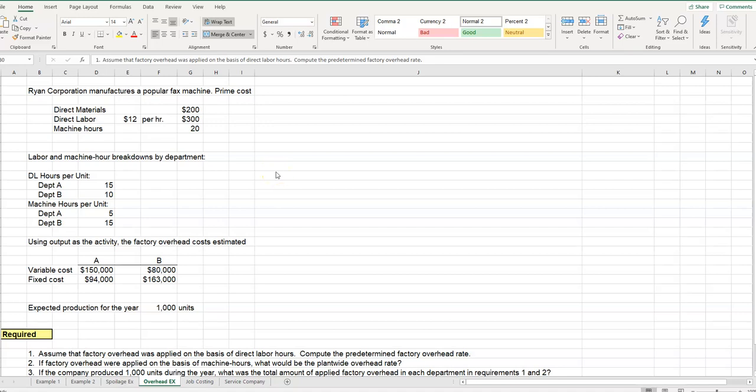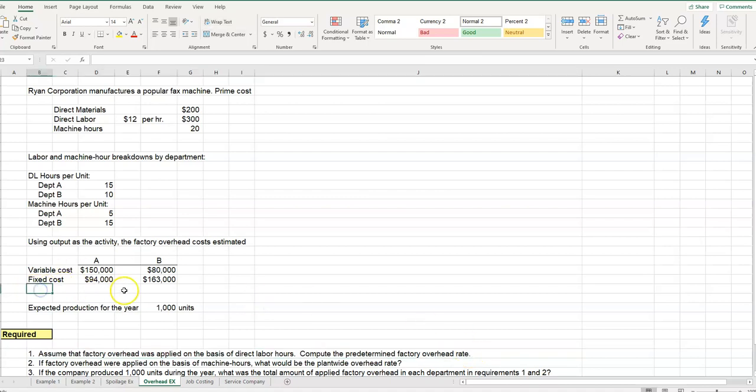Additional Chapter 4 examples. We're going to look at overhead costs applied on the basis of direct labor hours and on the basis of machine hours, and see the difference between using different rates. So the first question we have is, assume that factory overhead was applied on the basis of direct labor hours. Compute the predetermined factory overhead rate.